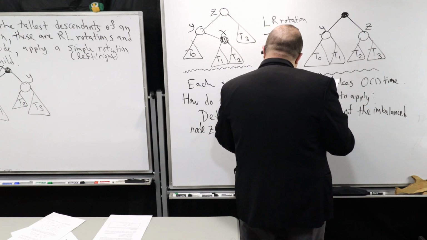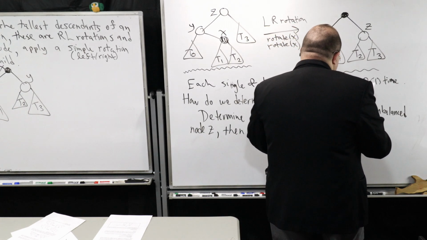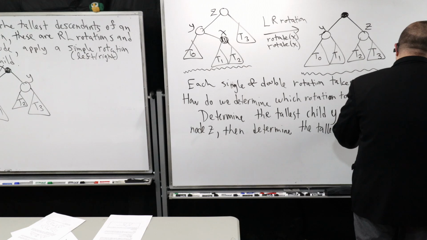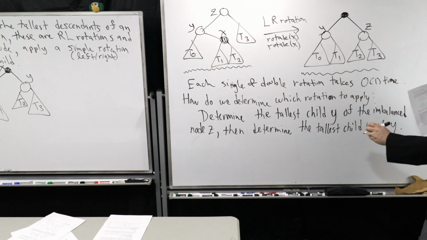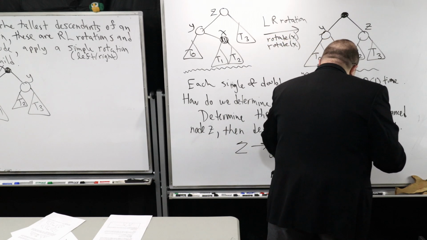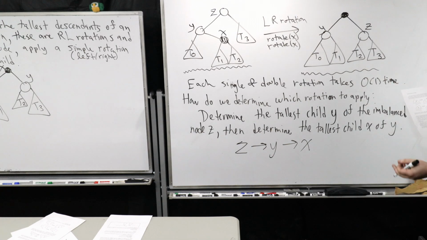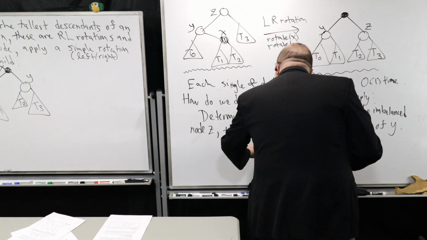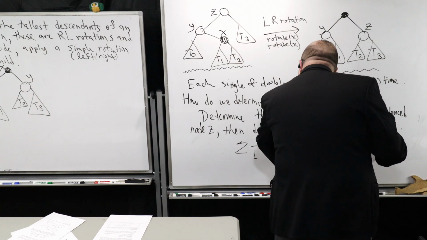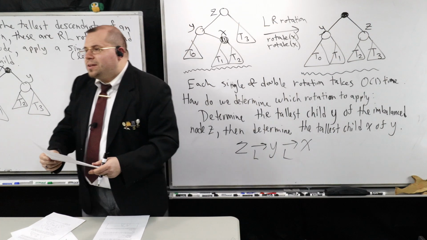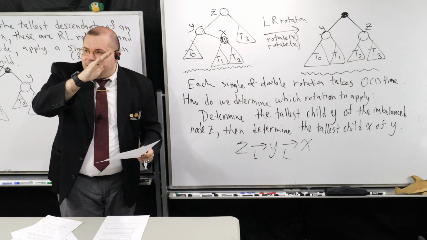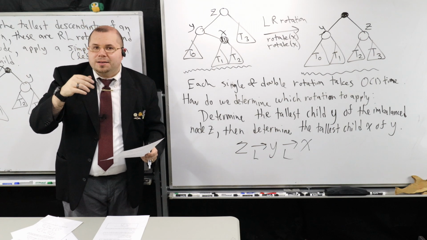Then determine the tallest child X of Y. So just read it off as Z, Y, X, like this. So for example, to go from Z to Y to X, if I go left, then I go left, what kind of rotation should I use? If Y goes to the left, then X is my left child of Y.